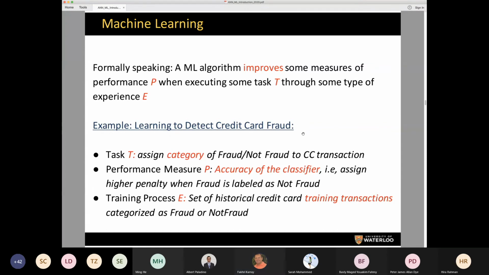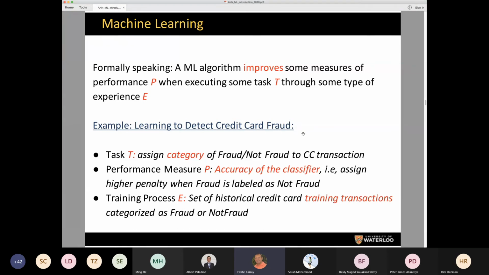An example: the task T would be to assign a category of fraud or not fraud to a credit card transaction. How can we assign a category of fraud or not fraud? The usage of a credit card in various areas, for certain types of transactions that your card hasn't seen in the past, might flag it as a fraud. Or a transaction made by one particular person who has access to a number of credit cards' information for the same type of transaction could flag it as a fraudulent transaction.